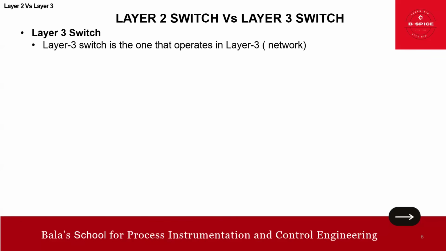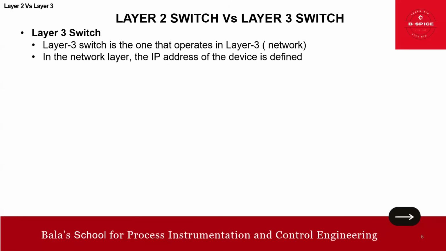As I said earlier, layer 3 is more of a domain to domain. So a layer 3 switch is the one that operates in layer 3, basically a layer 3 network. What is that? That is a network actually. So the primary role: in the network layer, the IP address of the device is defined. So there it is a MAC address, here an IP address.